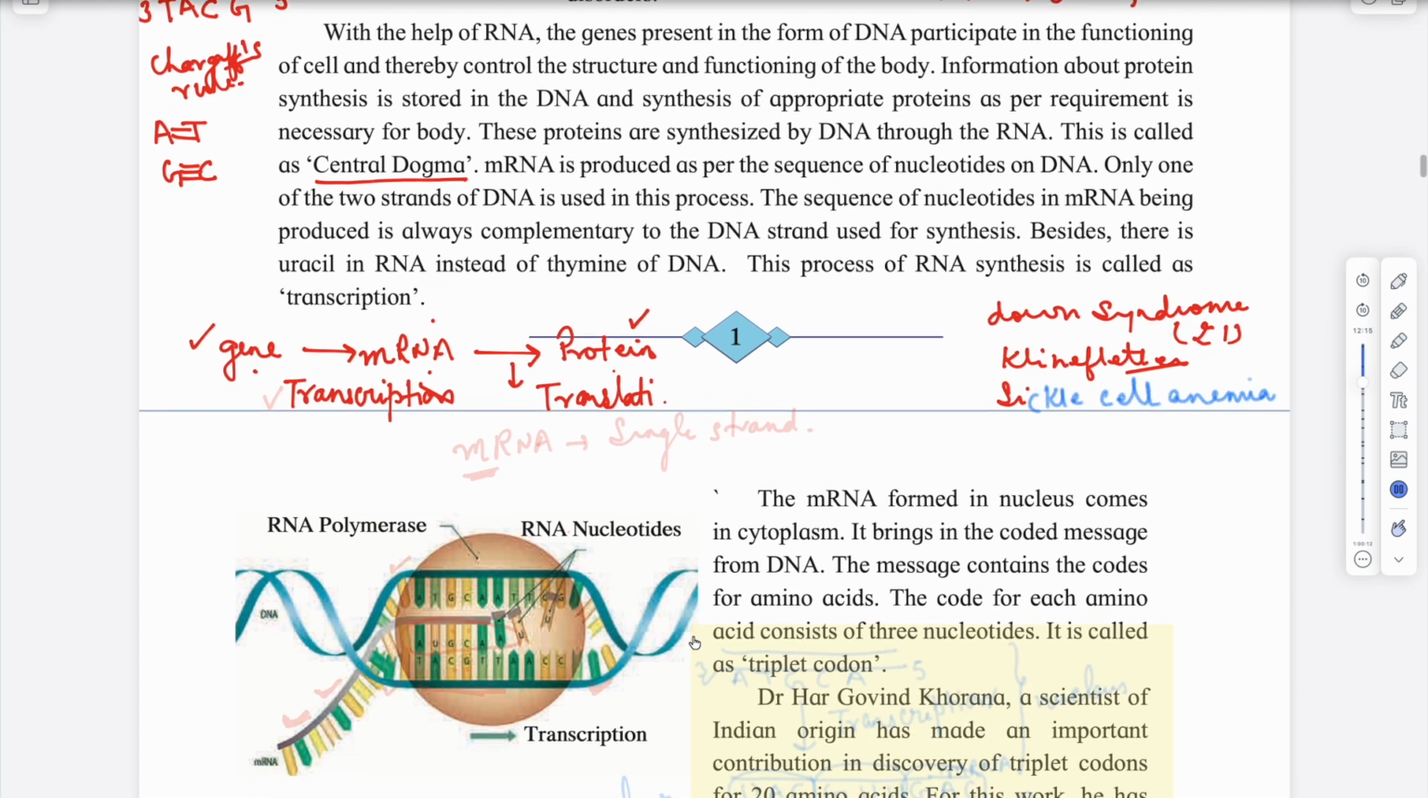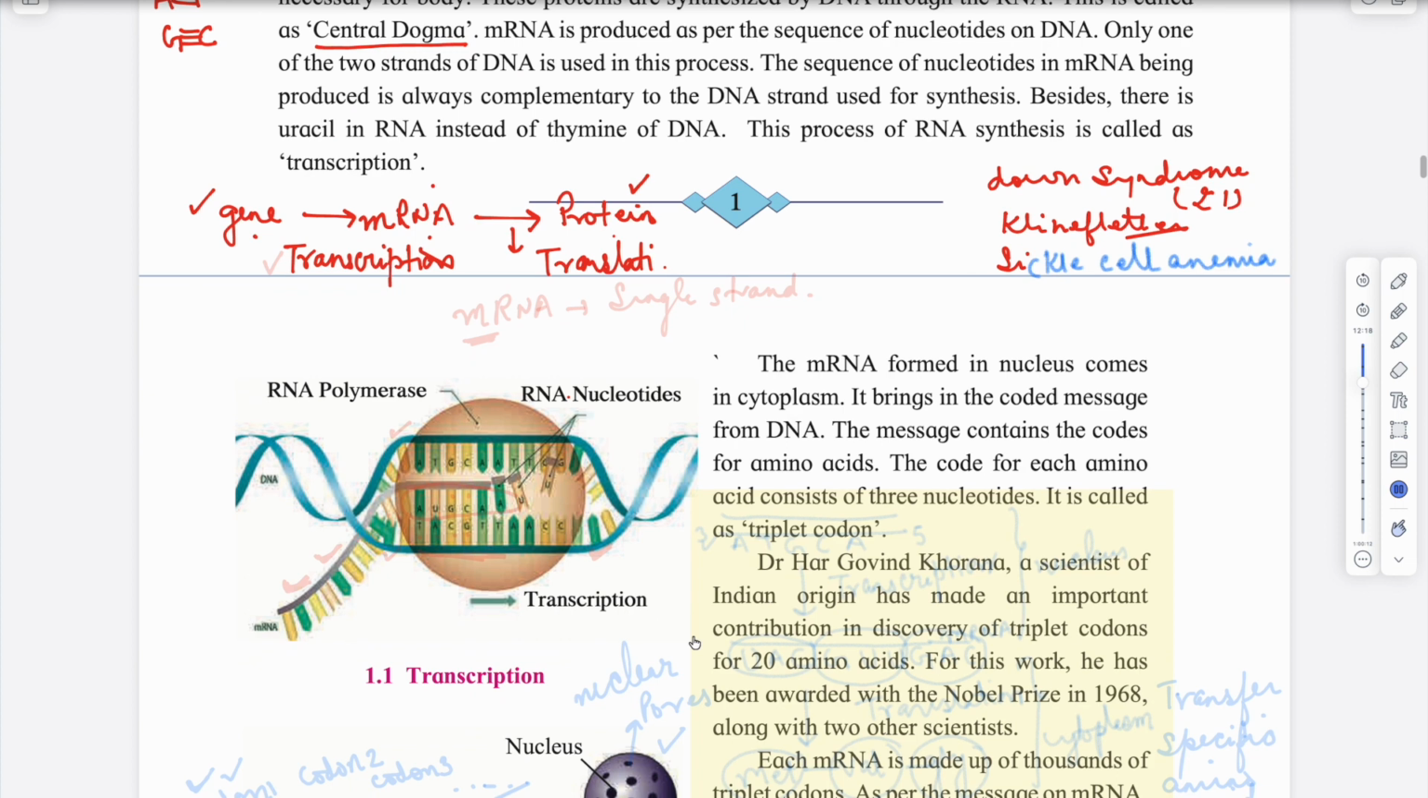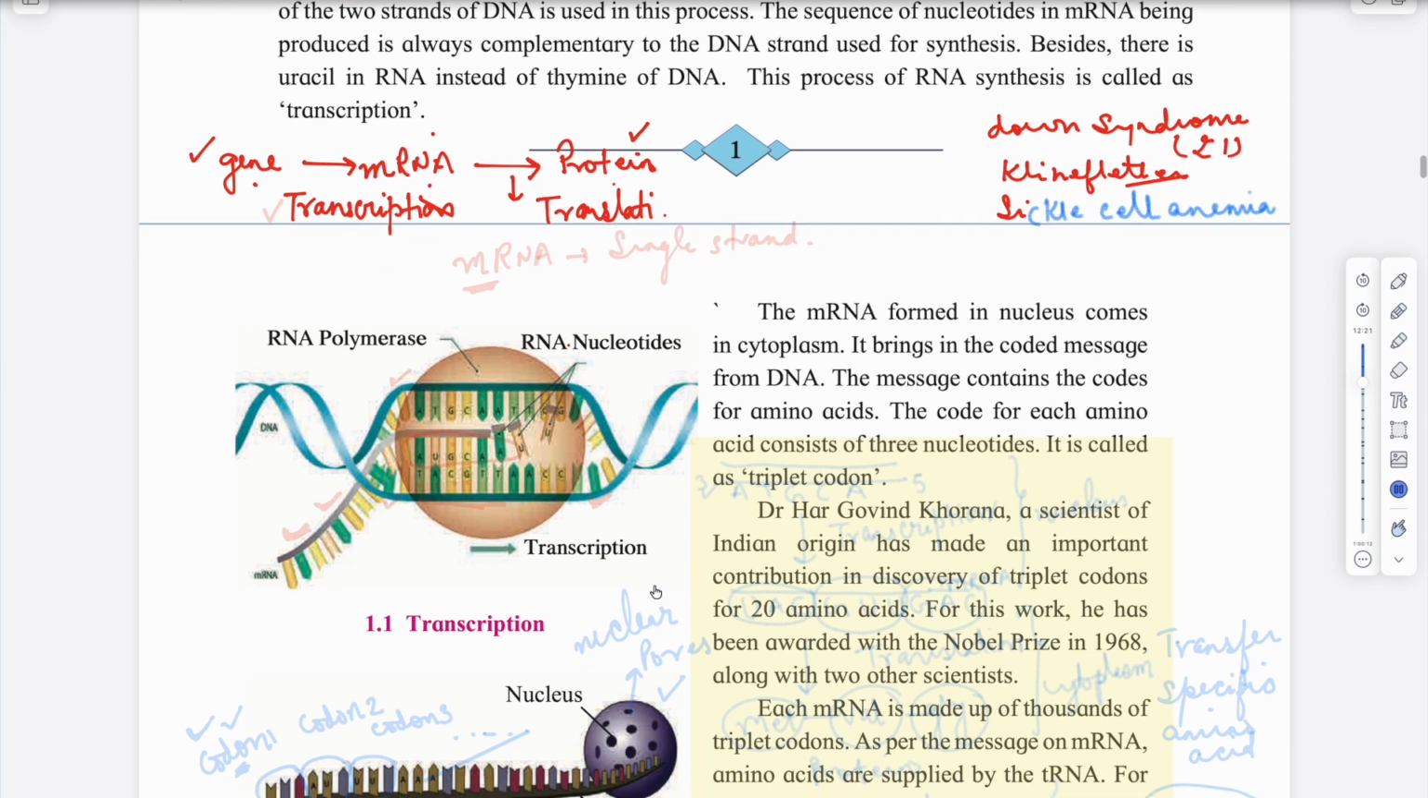Now we will see in detail with the help of this diagram. We'll try to understand from here. Now, the first process, which is transcription, takes place in the nucleus. If this is the nucleus, this process takes place within the nucleus of the cell. So as you know, DNA is made up of 2 strands, and RNA, as I have said, is a single strand structure, right? So how is RNA produced from DNA?